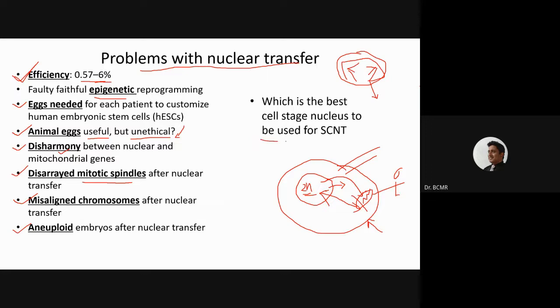I have a question here, and if you can answer this, we will stop here and discuss something else. Which is the best cell stage to be used in SCNT? What are the cell stages that we know of? We know G1, S, G2, and M. And we also know about something like G0. Okay, sorry about the handwriting here. So, which stage do you think is the best to be used for SCNT? Anybody?